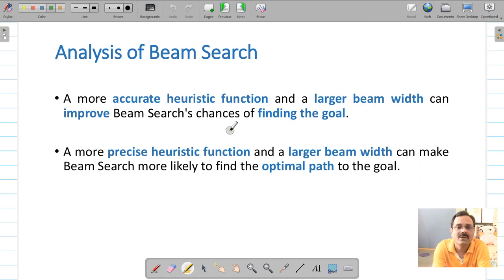So you will find out, although the algorithm is very good in terms of time and space, but it is not optimal as well as it is not complete. But we have solution for this. If you have more accurate heuristic function and if you increase the beam width, then you can improve performance of this beam search algorithm. You can make it complete. Similarly, more precise heuristic function, and if you increase the beam width, that is beta, that will make this algorithm also optimal.